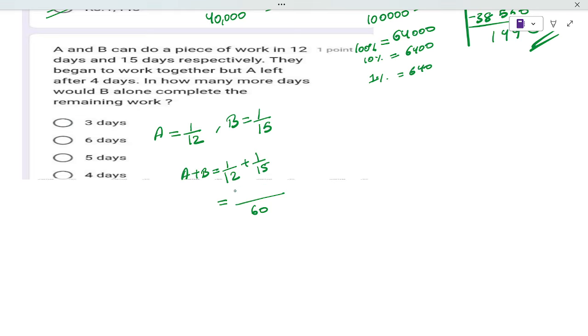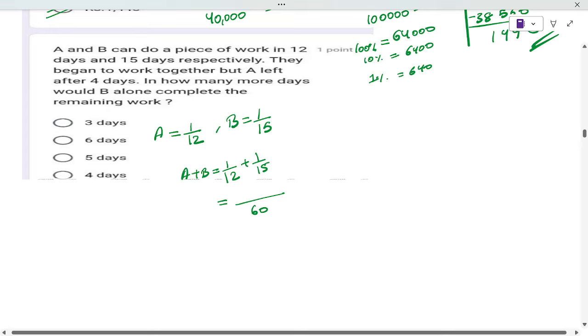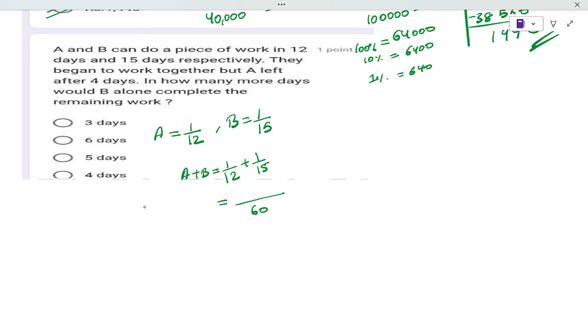Right, how do we calculate the LCM? Of 12 and 15, the bigger number is 15, so we take the multiples of 15. 15 1 times is 15, 15 2 times is 30, 15 3 times is 45, 15 4 times is 60, 15 5 times is 75, and so on.